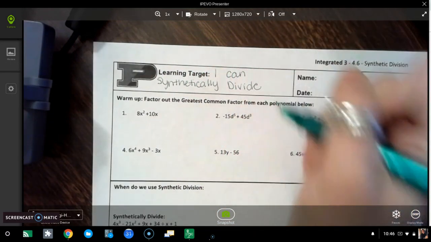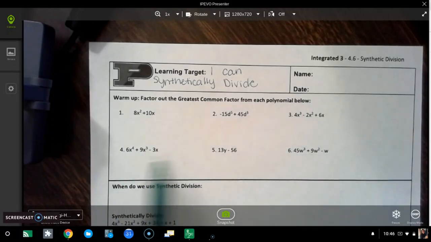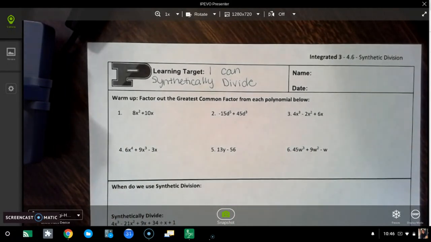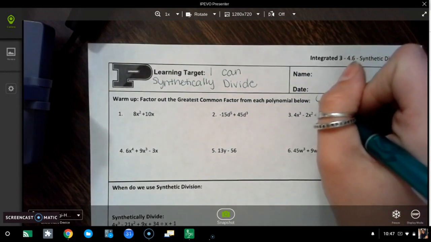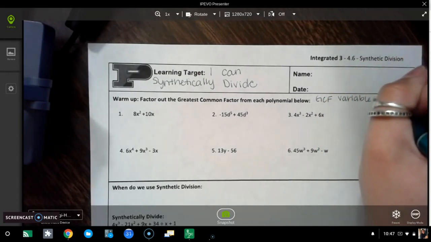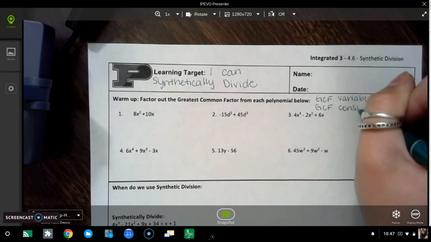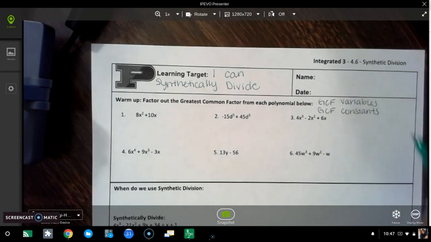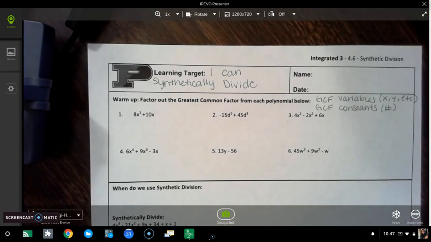Okay. So with our warm up right here, we're going to do the first three. I would like you to do 4, 5, and 6 by yourselves. I just want to factor out the greatest common factor from each polynomial below. So remember, we have a GCF of variables and a GCF of constants. Okay, constants meaning numbers and variables meaning like X, Y, etc.